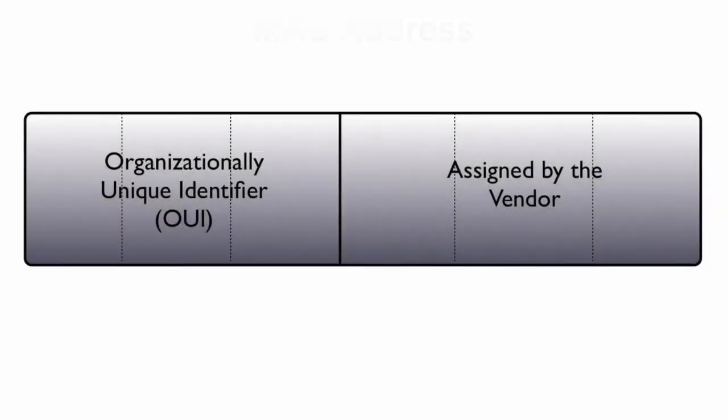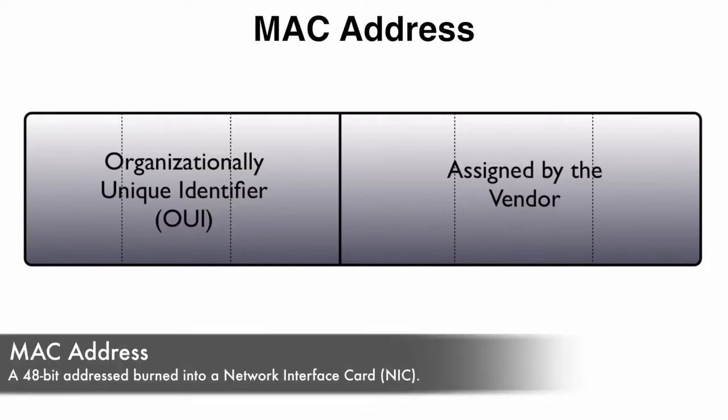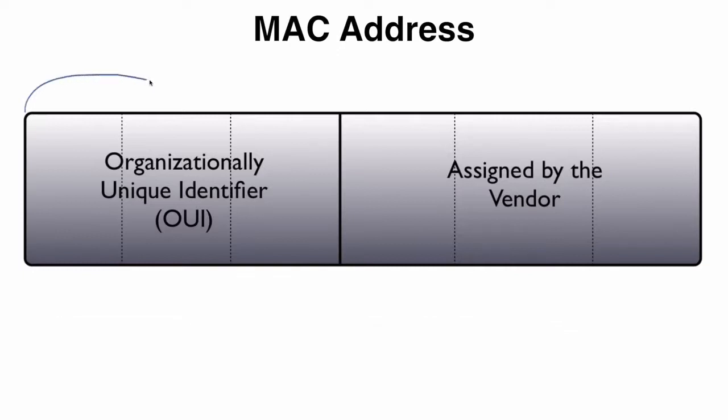A switch is going to make its forwarding decision for a frame based on the destination MAC address. And the MAC address is a 48-bit address, and I've illustrated it for you here on screen. 48 bits, that's 6 bytes, isn't it? At 8 bits per byte, that's 6 bytes. And we've got groupings of 3 bytes at the beginning and 3 bytes at the end.